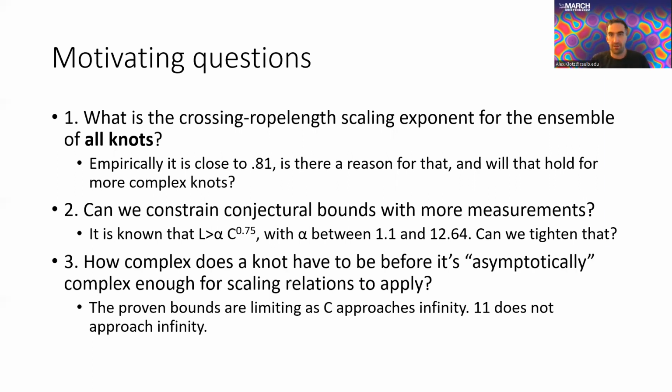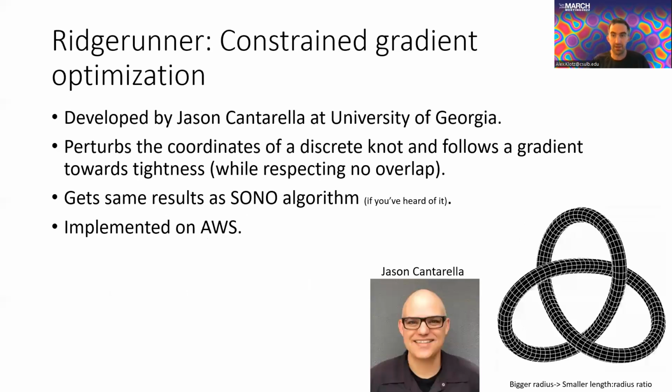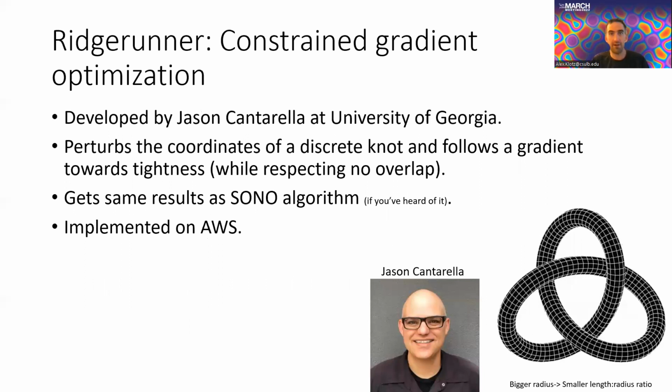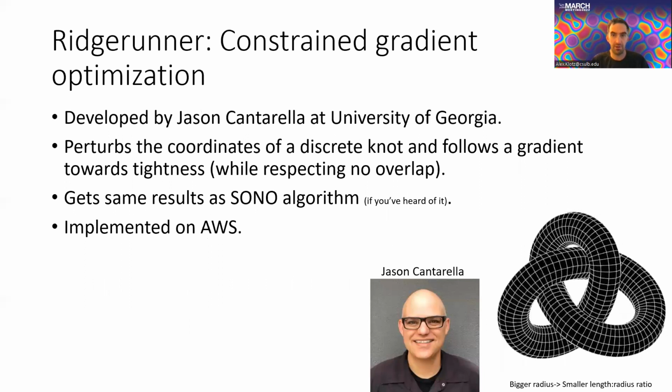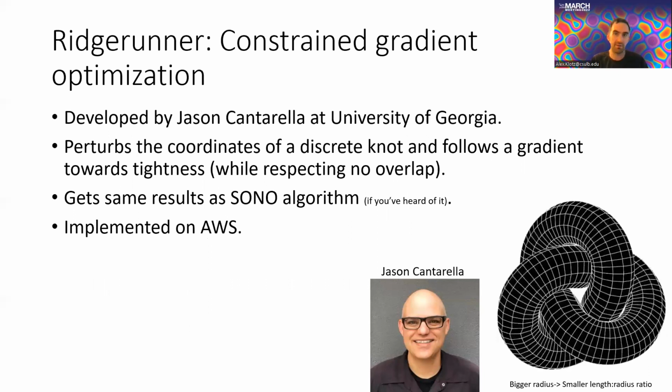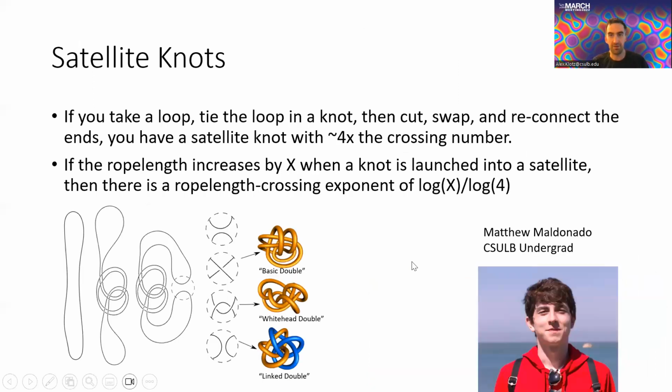And these proven rope length limits apply as the crossing number tends towards infinity. We can measure up to 11, which is not close to infinity. So how complex does a knot have to be before these asymptotic scaling limits start to apply? To answer questions like this, we use clever geometry and an algorithm called constrained gradient optimization, which is implemented in a software called RidgeRunner, developed by Jason Cantarella, which basically takes a discrete knot and perturbs its points and follows the gradient towards smaller contour length. And I implemented this on an Amazon web server and trained a student, Matthew Maldonado, how to use it.